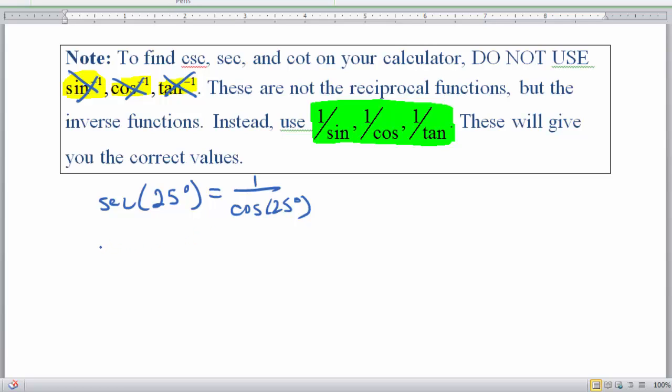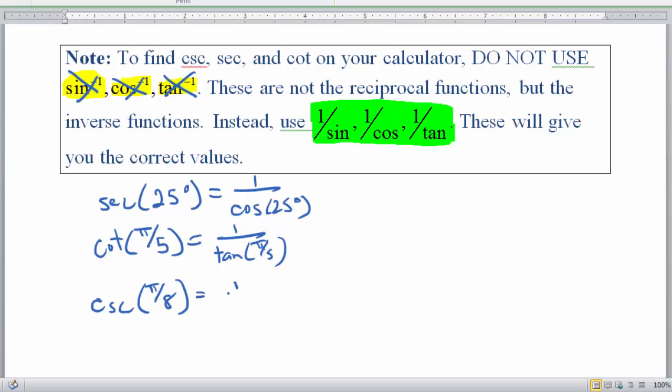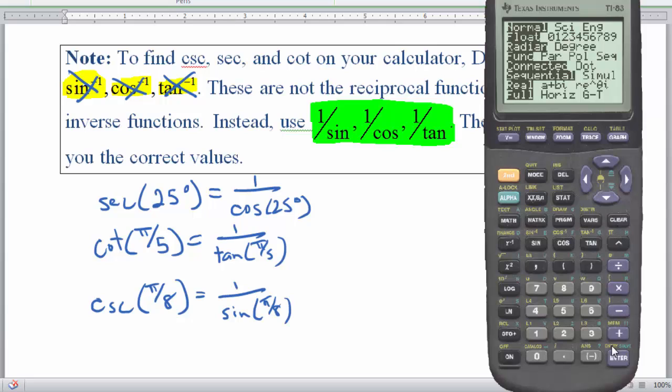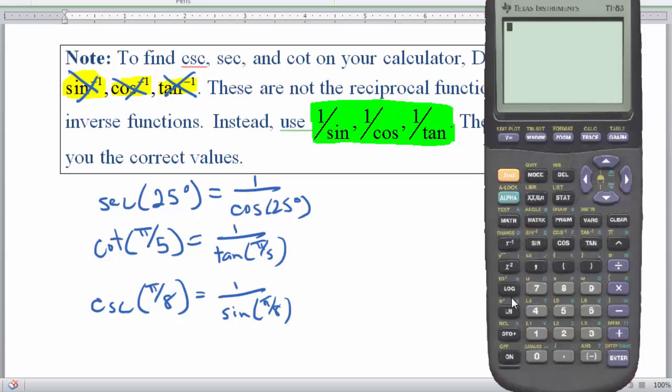If you want to do the cotangent of pi over 5, you would really do 1 divided by the tangent of pi over 5, right? If you wanted to do the cosecant of pi over 8, you would do 1 over the sine of pi over 8, right? And of course, you can come up with these approximations if you wish. You can just go in and say, all right, well, first I'm in degree mode, so let's go to degree mode. If I want the secant of 25, I'm doing 1 divided by the cosine of 25. So that's going to be 1.103.